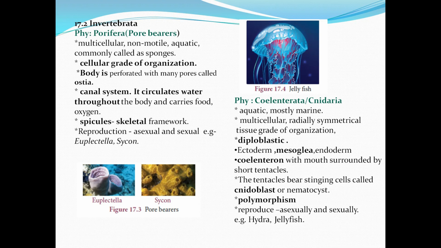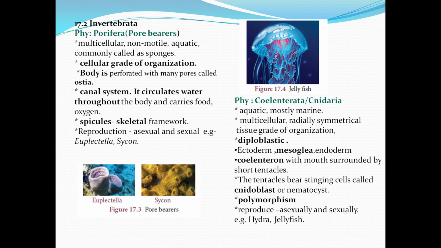Coelenteron is the gastrovascular cavity, and it is present centrally in the body of the organism, with the mouth surrounded by short tentacles, and these tentacles bear stinging cells. Stinging means they sting and inject poisonous material into the organism which comes and attacks the body of the prey. These stinging cells are called cnidoblast cells or nematocysts. That's why this group of organisms got the name Cnidaria.